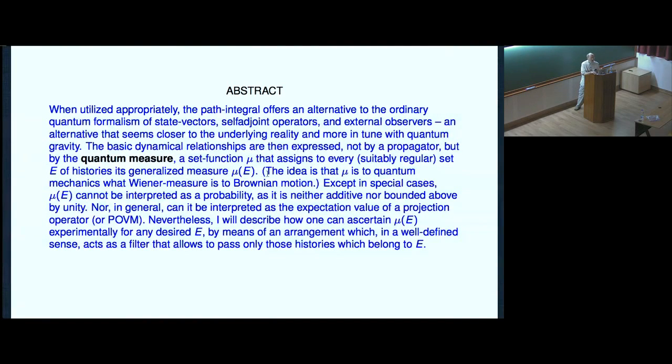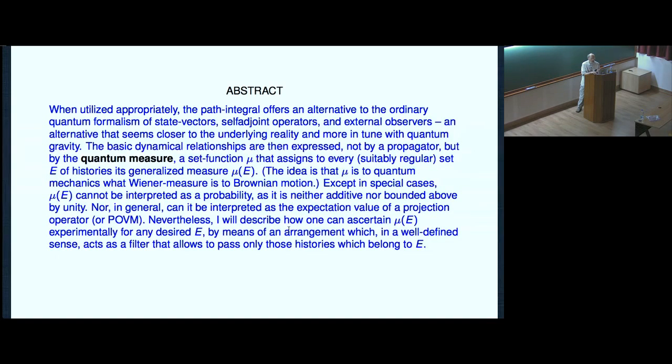The idea here is that the quantum measure is to quantum mechanics what the Wiener measure is to Brownian motion, for those who are familiar with the Brownian motion formalism. Except in special cases, mu of E cannot be interpreted as a probability, even though it's a generalized probability, as it is neither additive nor bounded above by unity. Nor in general can it be interpreted as the expectation value of a projection operator.